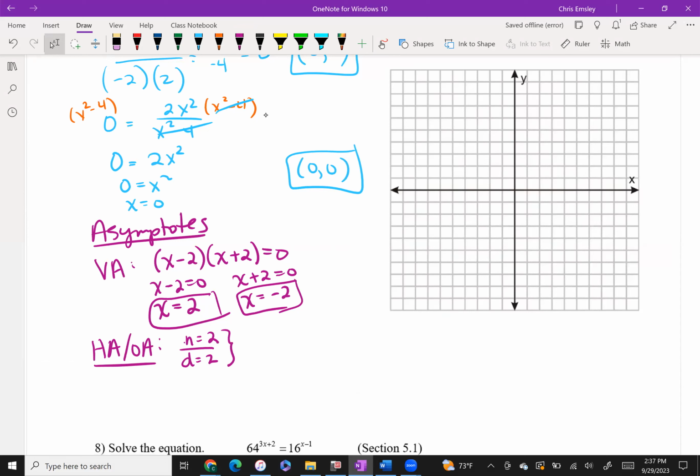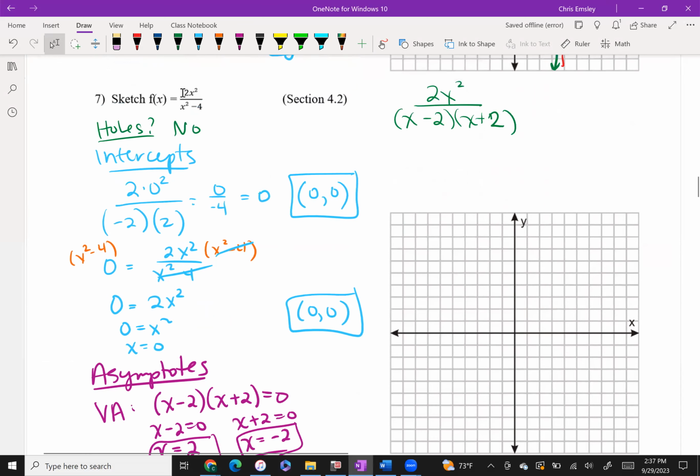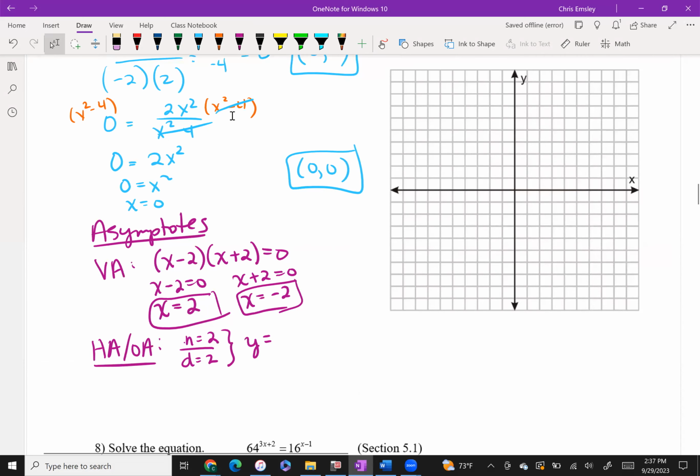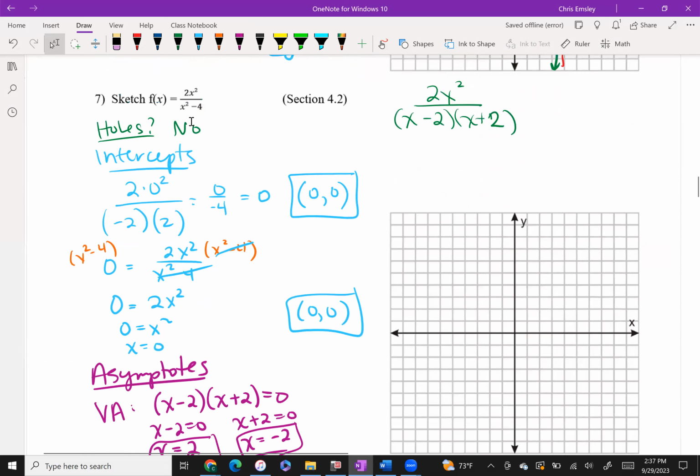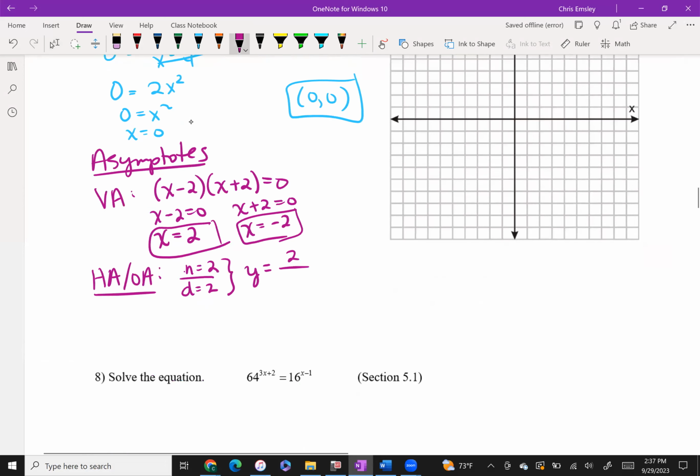When these two match, we do have a horizontal asymptote, and to decide where it is, you look at the coefficient of each of those leading terms. So on top, in front of my x squared, I have a 2. On the bottom, in front of my x squared, I have a 1. So that means we have a horizontal asymptote at y equals 2.